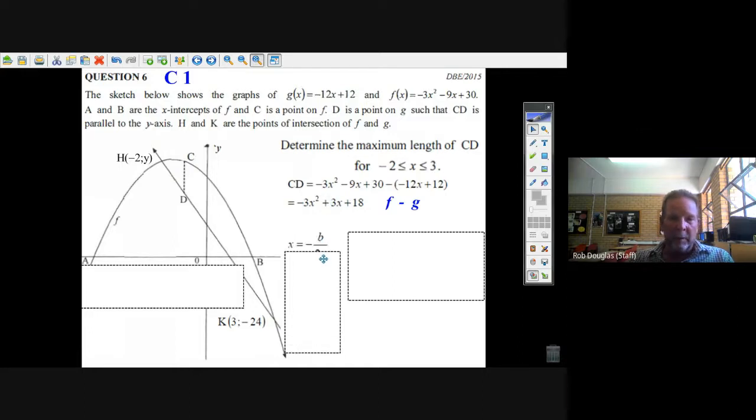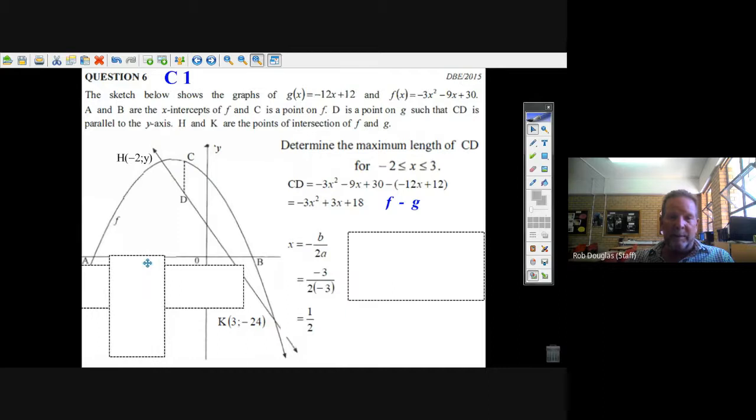So what do we use? We use that minus b over 2a. So b is 3, a is minus 3. We put 3 and minus 3 into the formula, and we've just got ourselves the axis of symmetry. And minus 3 divided by minus 3 is 1. So the axis of symmetry of this new parabola that's going to give us the maximum difference, it lies on x equal to 1/2.